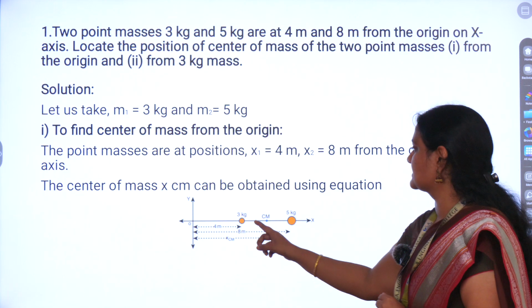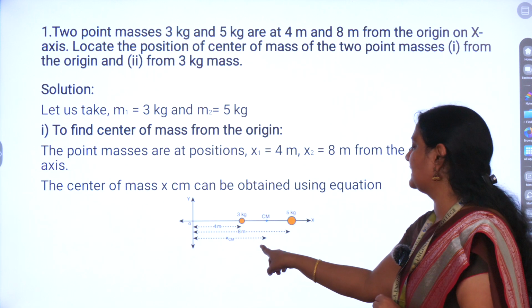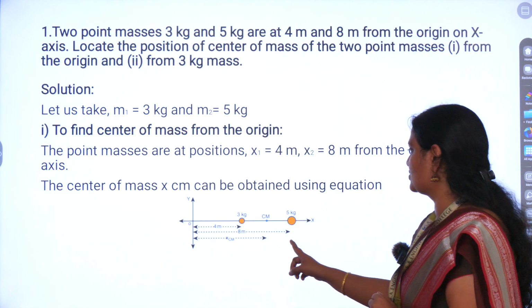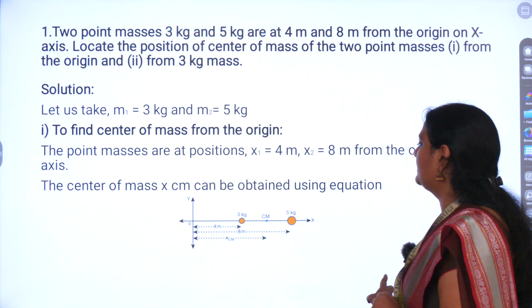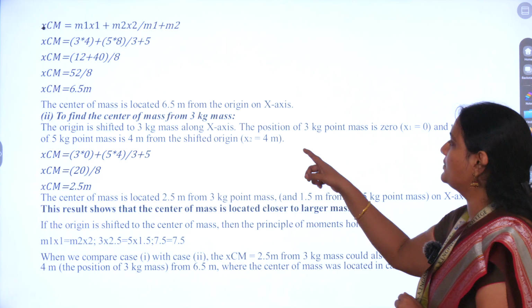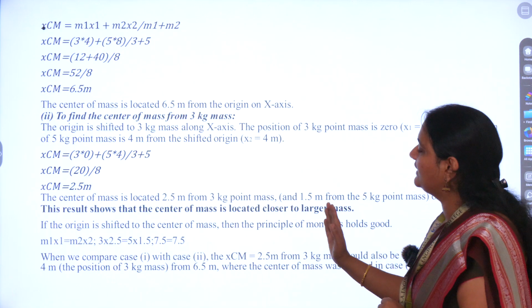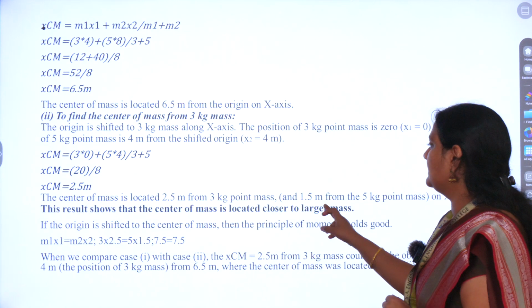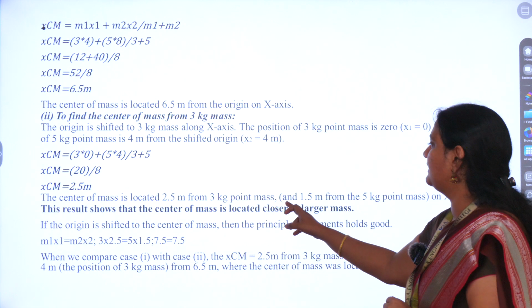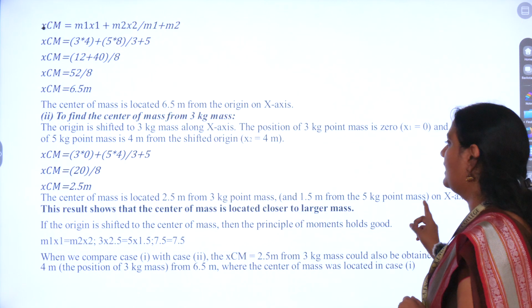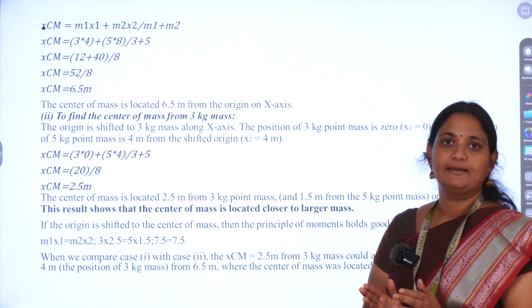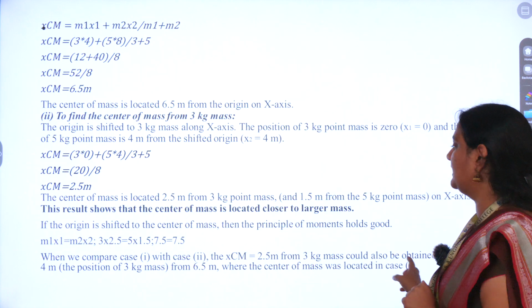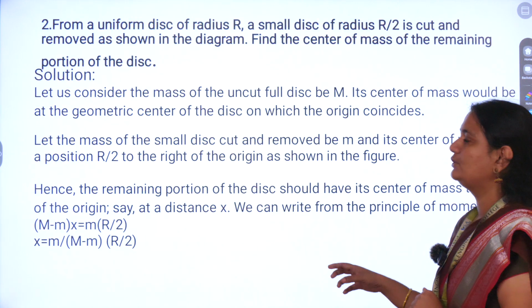So for both the cases, even when you are calculating the position of the center of mass from the origin, it was midway between 3 and 5 kg. Now also the position of center of mass is midway between 3 and 5 kg. In the first condition it was 6.5 meter, that is 2.5 meter from the 3 kg mass and 1.5 meter from the 5 kg mass. Here in this second condition, it is 2.5 meter from the 3 kg mass and 1.5 meter from the 5 kg mass. So you can understand that the center of mass is located very close to the larger mass. This is our inference. Now we are moving on to our next problem.